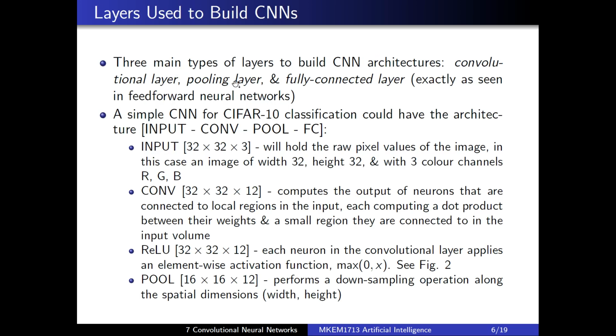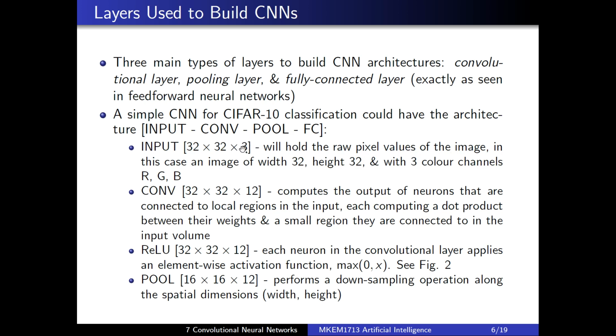So next, three main types of layers to build CNN architectures: convolutional layer, pooling layer, and fully connected layer. And the fully connected layer is exactly as seen in feed-forward neural networks. A simple CNN for CIFAR-10 classification would have the architecture: input layer, convolutional layer, pooling layer, and fully connected layer. The input layer is simple. It has the dimensions of our input images.